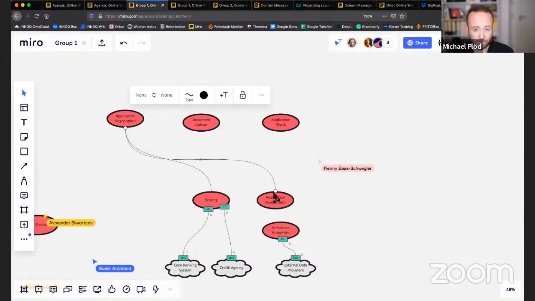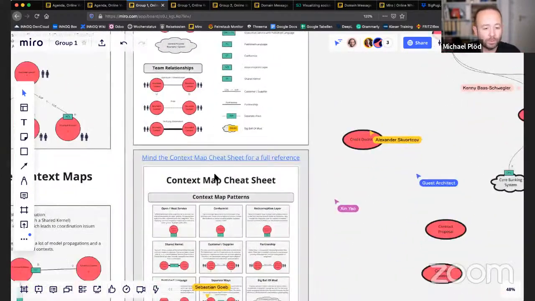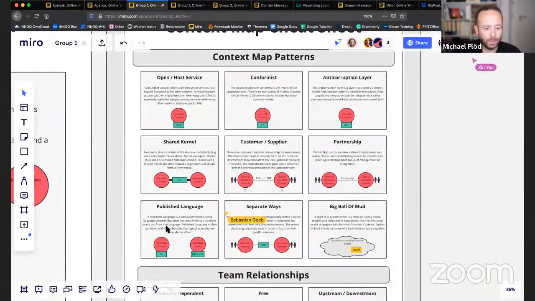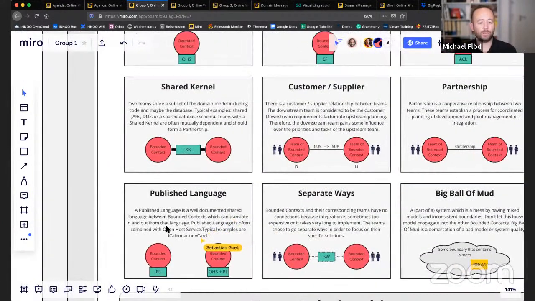The next pattern I want you to discuss in your groups is published language. The published language is the well-documented shared language between bounded contexts, which can translate in and out from that language. Published language is often combined with open host service. Look at stuff like iCalendar or vCard, where every calendar app can implement iCalendar and they can talk iCalendar.